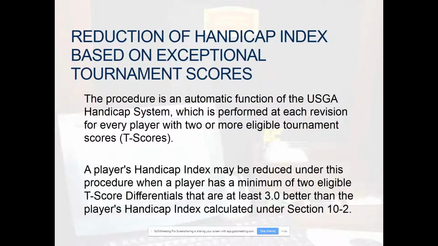And if there are at least 2 eligible tournament scores within your record, what the system will then do is determine whether those 2 lowest T-score differentials are at least 3.0 or more strokes lower than your normal handicap index of section 2-2, which we just did on the previous slide. So we're looking to see if the lowest 2 differentials are at least 3 strokes better than your normal handicap index. If that is the case, then the system moves on in its progression.